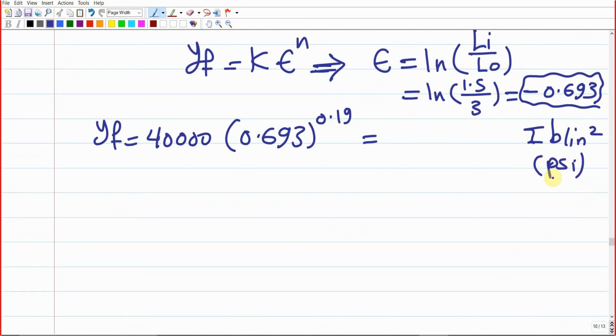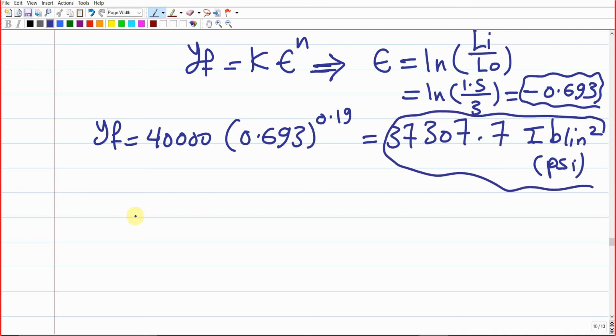So if we did the calculations, 0.693 to the power 0.19 times the 40,000, this is going to give us 307.7 psi. So this is the flow stress. This is the first requirement.